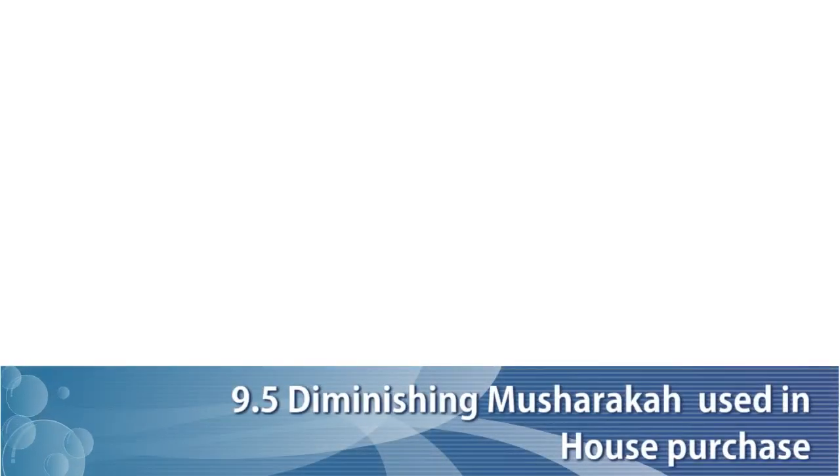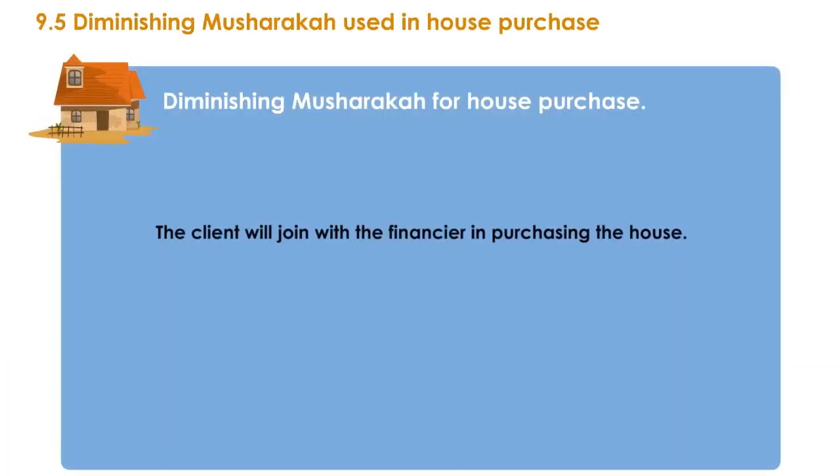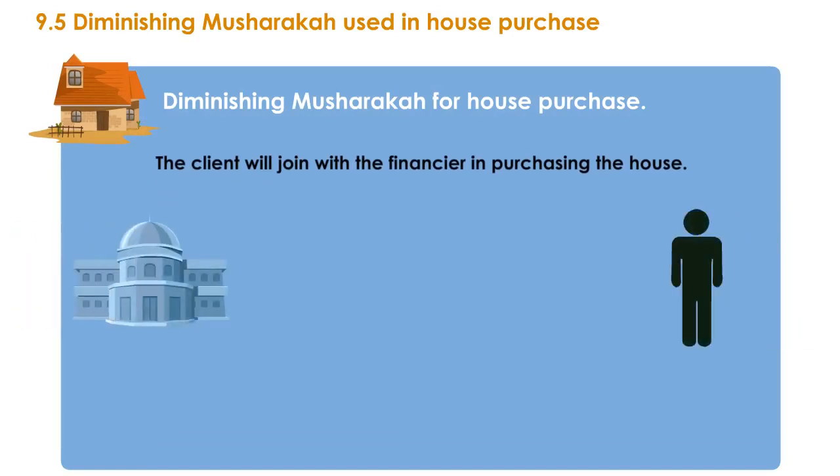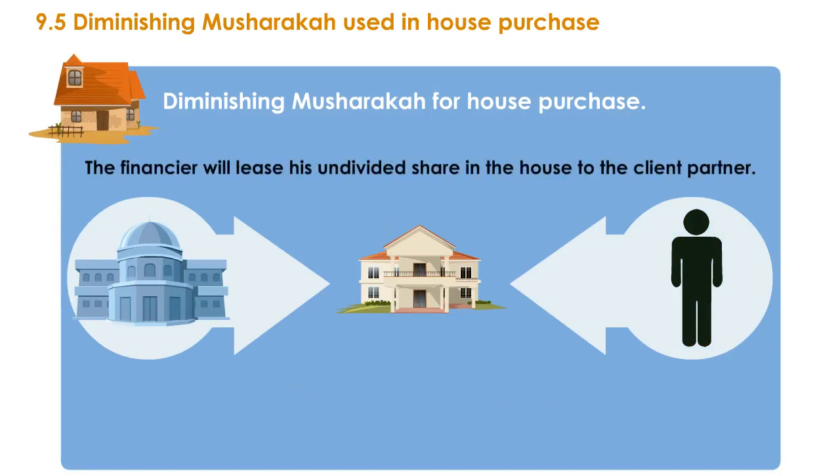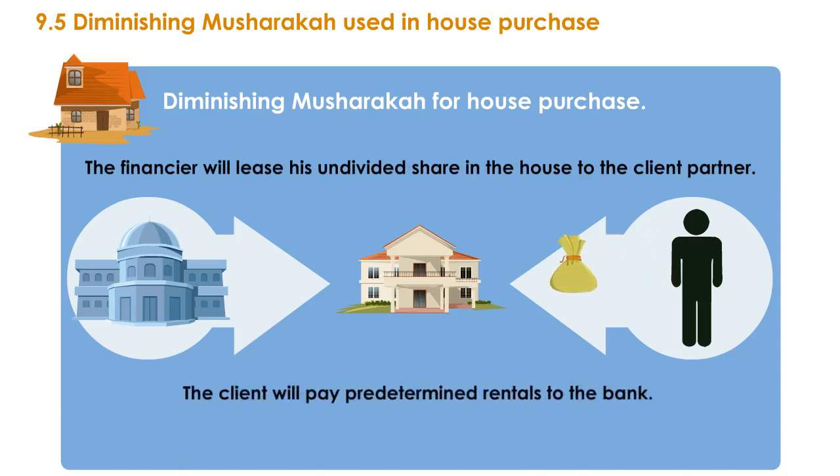Diminishing musharaka used in house purchase. The client will join with the financier in purchasing the house. They will own the house jointly. The financier will lease his undivided share in the house to the client partner. The client will pay predetermined rentals to the bank.